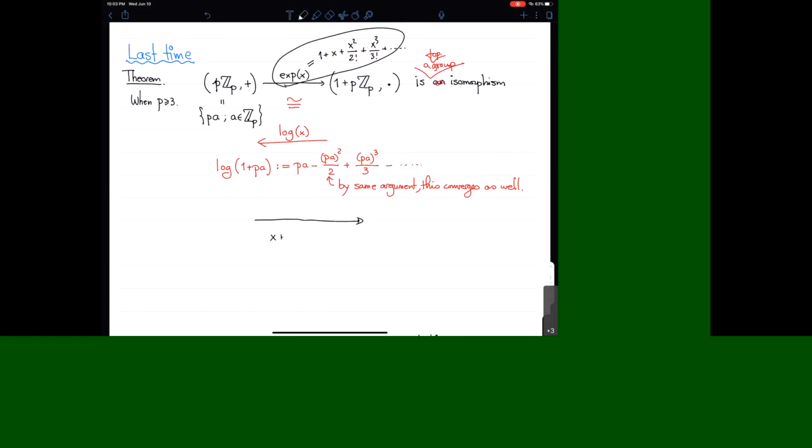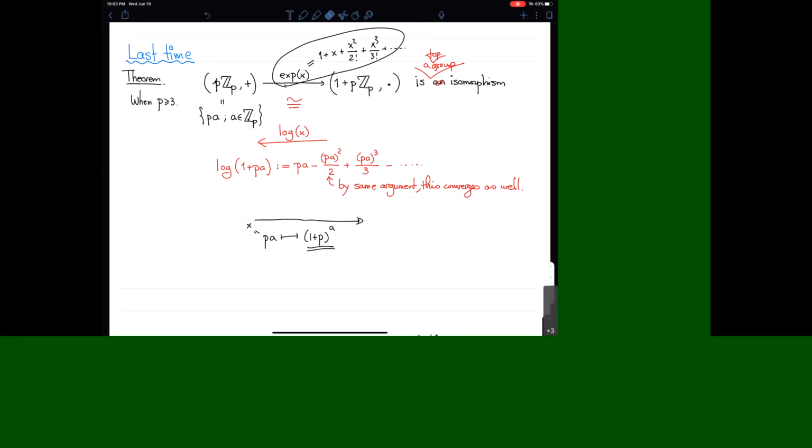It goes like sending x, which is pa, to (1 plus p) to the a-th power. This is also a well-defined map. In one of the exercises, I ask you to show that this converges, and this makes sense even if a is not an integer, just a p-adic number.